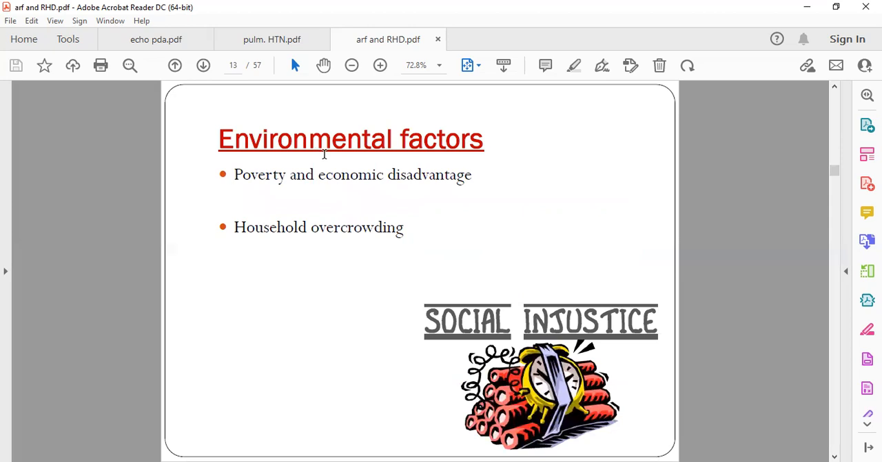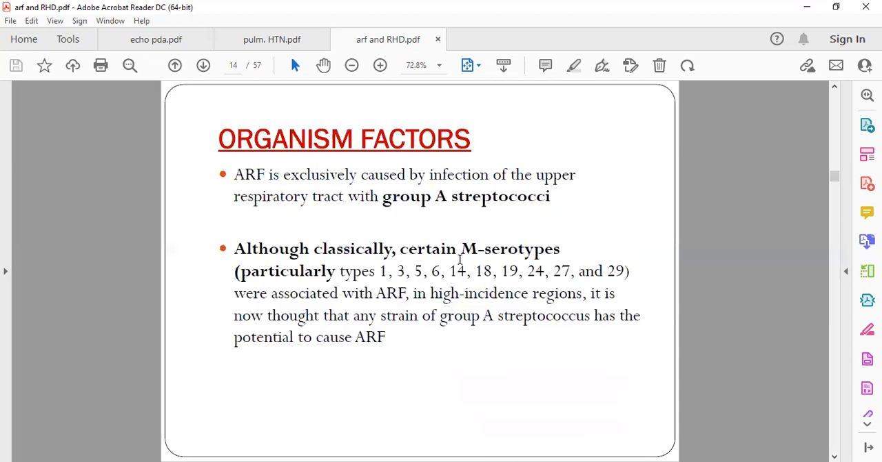Next is environmental factors. This is a disease of poor people, and it is seen in overcrowded areas, and that's why, as you all commonly know, there is a social injustice which is also seen in this disease as well. Organism-wise, as we already discussed, this is caused by group A Streptococci. Previously, they used to say classically M serotypes of group A Streptococci, but now it is thought that any strain of group A Streptococci can actually lead to rheumatic fever.